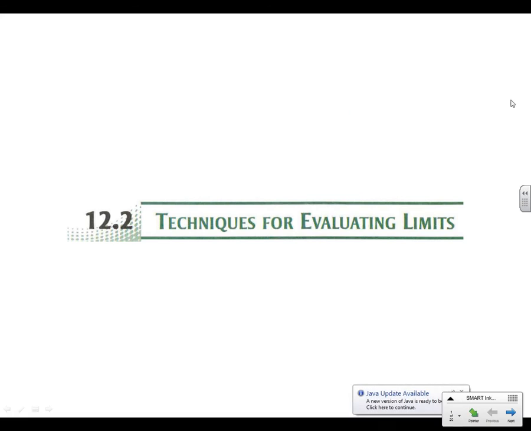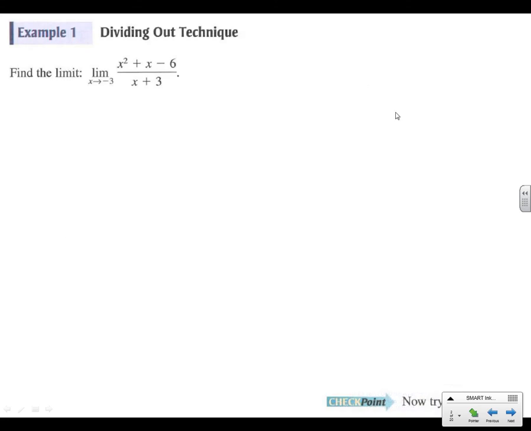All right, let's get started with 12.2. So we're going to learn some techniques for evaluating our limits. So up till now, we've just put them into our tables and checked on them. Now we're going to learn two distinct techniques to go along with that. All right, so one is the dividing out technique.